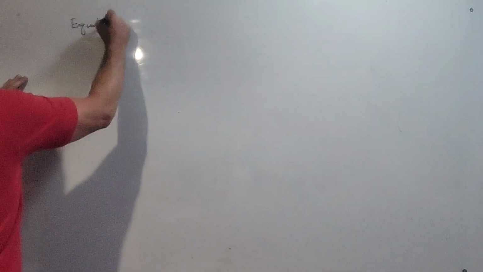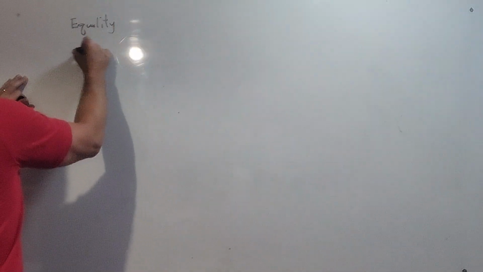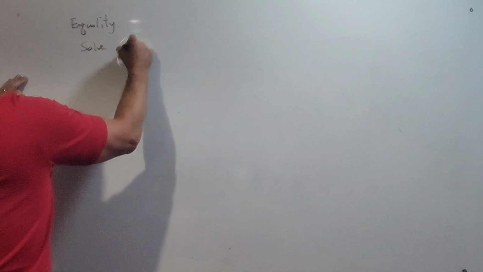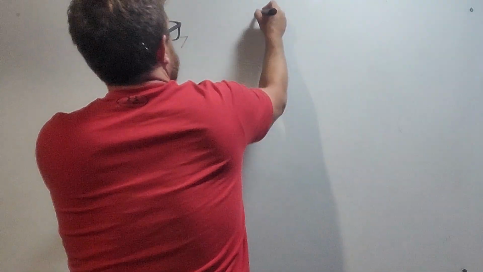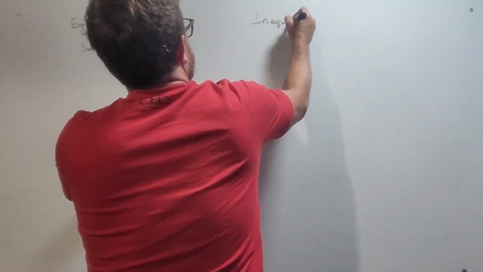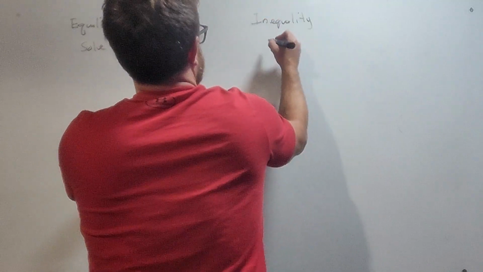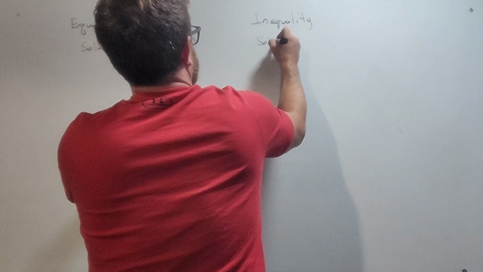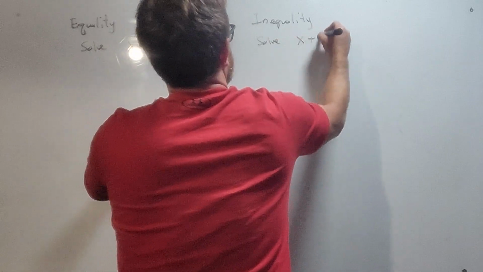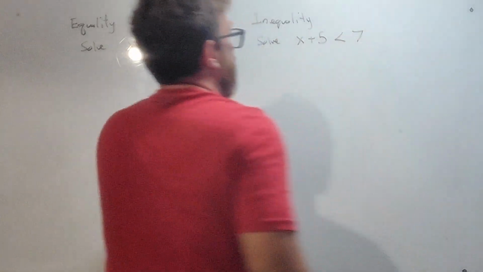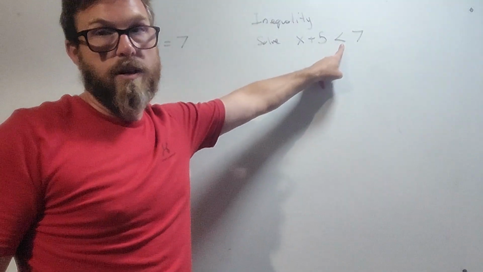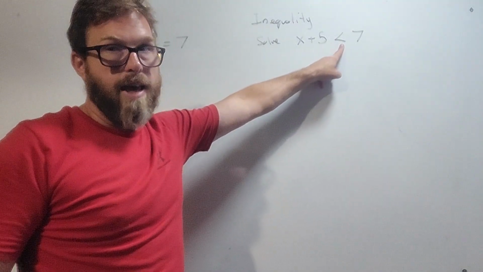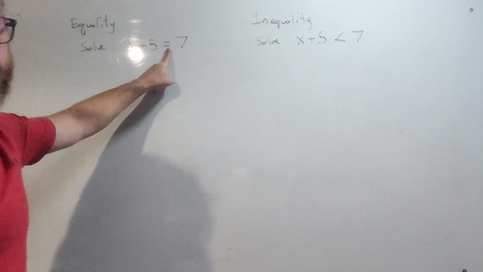So if we have an equality, let's say solve x plus 5 equals 7. And then we have what's called an inequality, something very similar. Let's say solve x plus 5 is less than 7. Now inequalities will have less than, greater than, less than or equal, greater than or equal to. That's the only difference between an inequality having these signs as opposed to an equality having an equal sign.